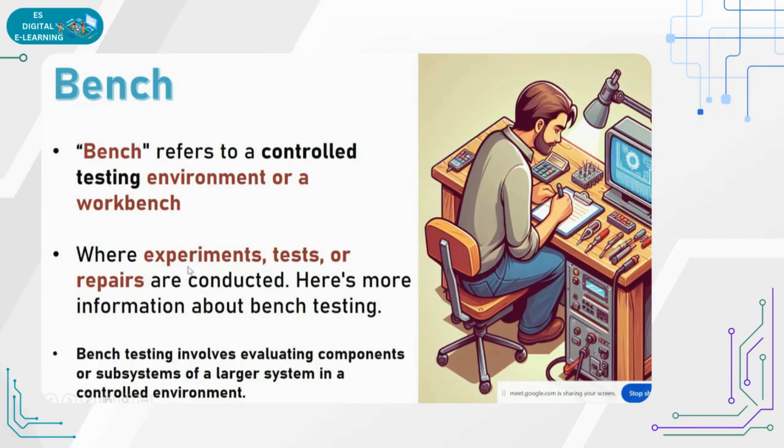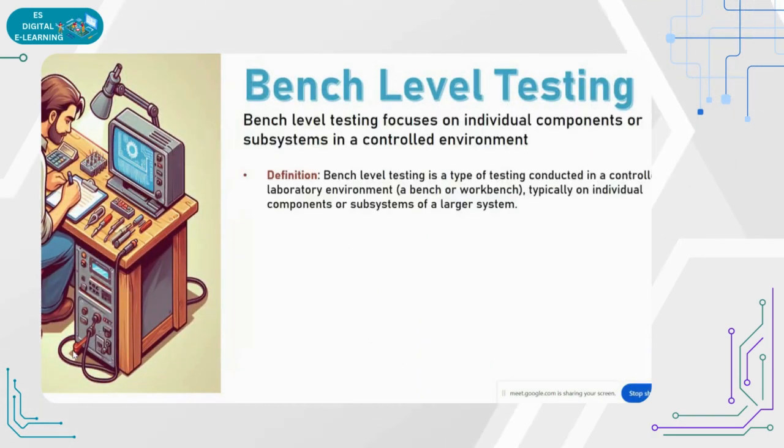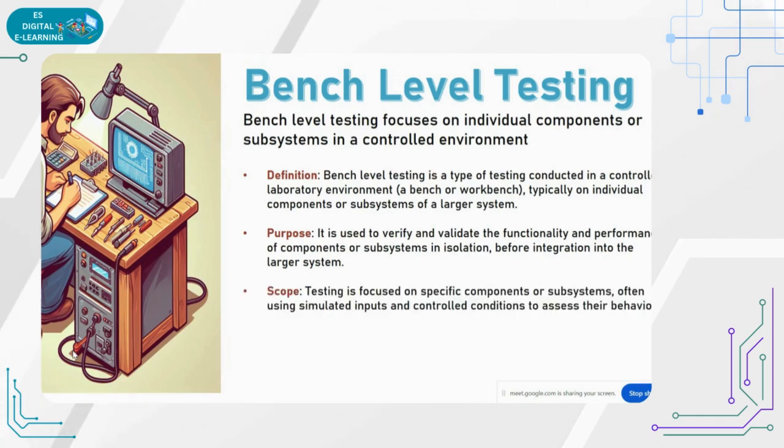So what does bench testing involve? We are testing the components and subsystems of a large system in a controlled environment. That is part of bench testing. So what do we do in bench level testing? We test the individual components or subsystems, and ensure that the subsystems or components are integrated and working fine. Specifically, we simulate the inputs. We give the inputs while controlling the conditions to see how it works. So that is the scope.